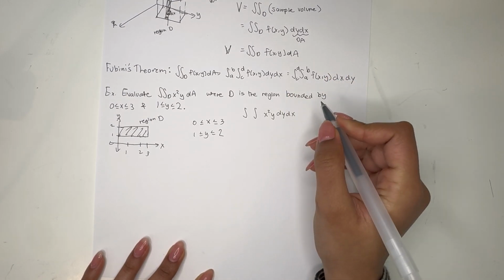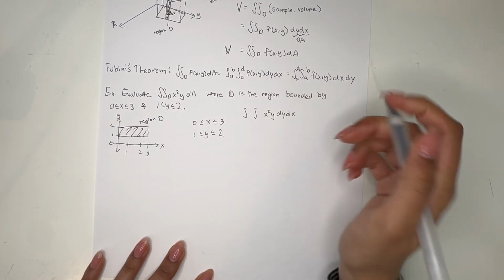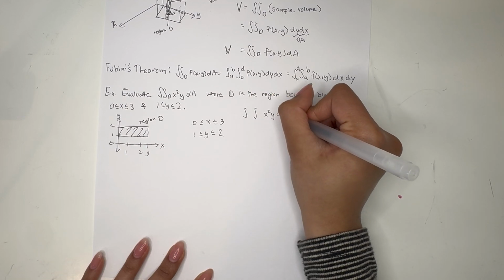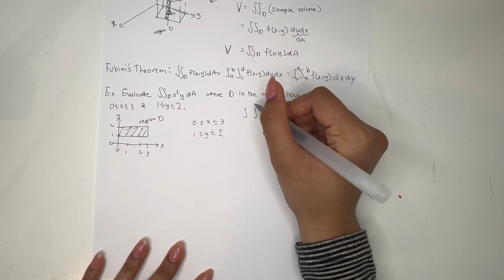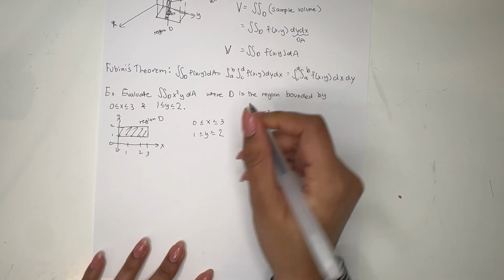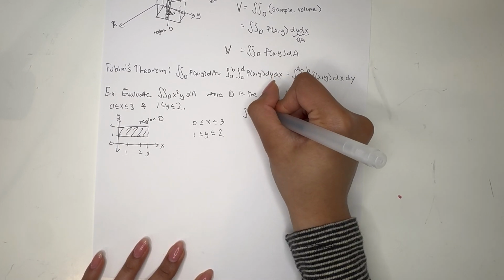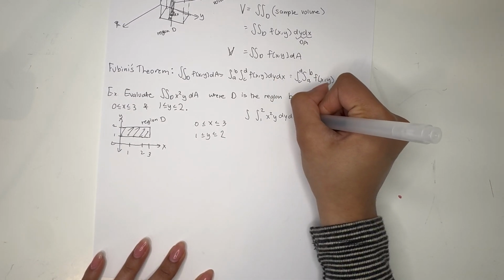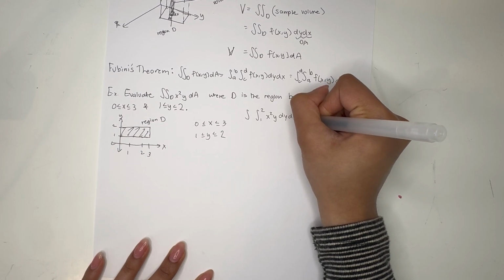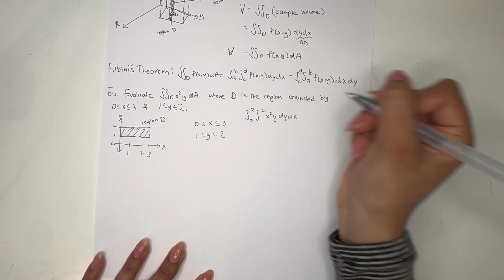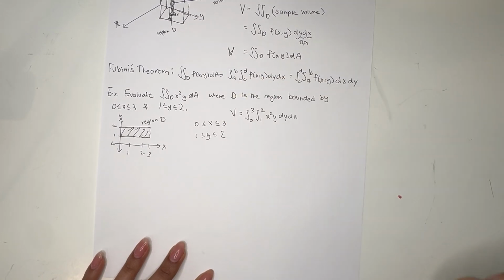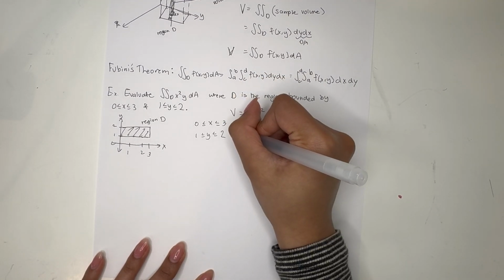Like I said, you want to match up the bounds. This is very important. This is where a lot of mistakes are made. You want to make sure the bounds match. So you can see that dy is first, so that is the inside integral. Y goes from 1 to 2, so I put that on the inside. X is the outside differential, so therefore I'm going to put 0 to 3 on the outside integral, and this is the volume. And now let's set up the other one.